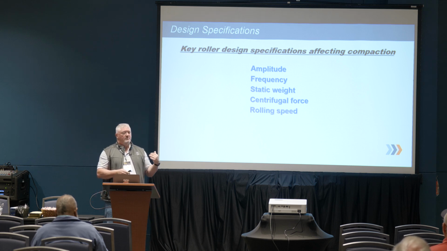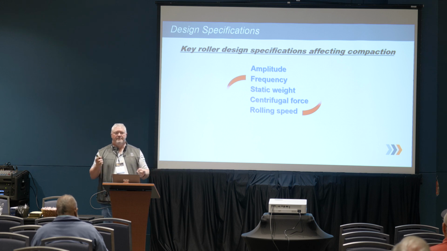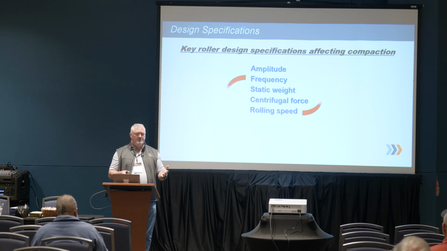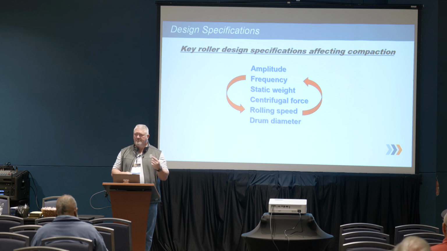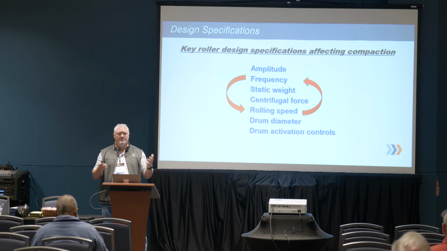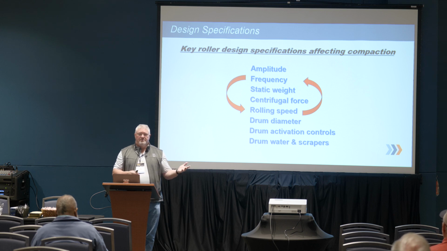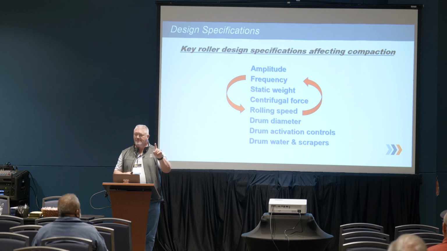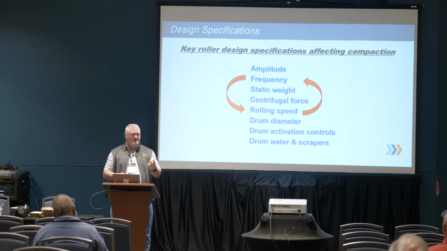Roller speed, when we talk about roller speed, we tie it into a frequency. Roller speed and frequency goes into a thing called impact spacing, which is very important. Drum diameter, a lot of people don't think about drum diameter, but it does have an effect, especially on thicker mixes, what we can do. Activation controls, I mentioned that, individual front and rear. Drum, water, and scrapers. Two most important things on an asphalt roller is the water system and the scrapers. The two most neglected things on an asphalt roller is the water system and the scrapers. The two easiest things to maintain on an asphalt roller is the water system and the scrapers.